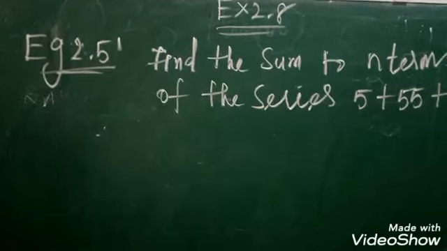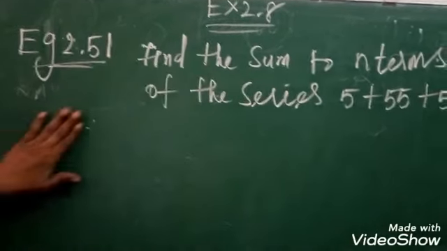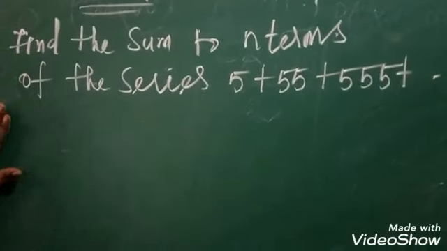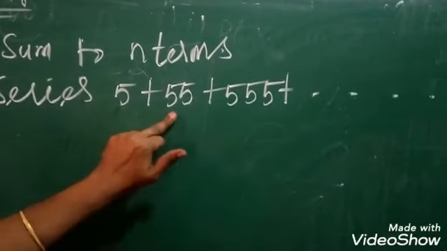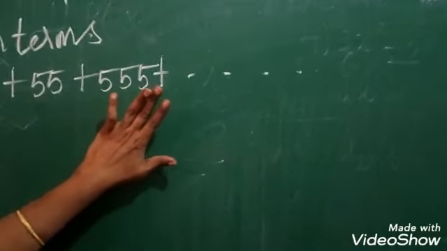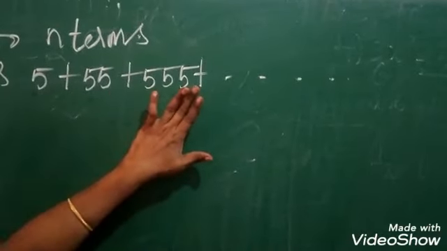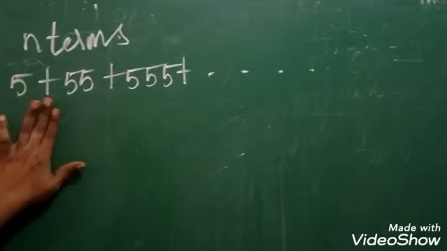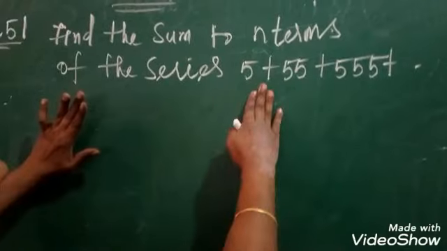Girls, example 2.51 is very important in GP. It is mostly asked in the 5 mark question. Here the series 5 plus 55 plus 555 is not in GP. You have to convert it into a GP, and afterwards use the formula. Let us see how to use it.